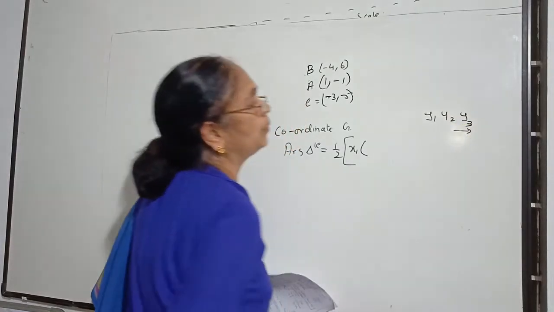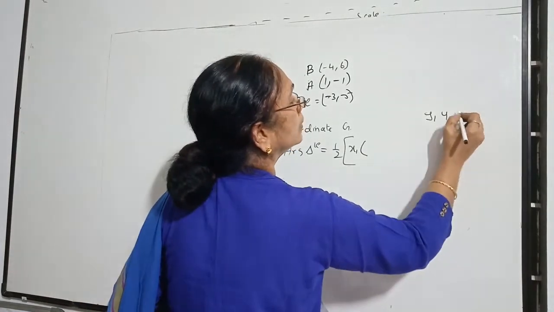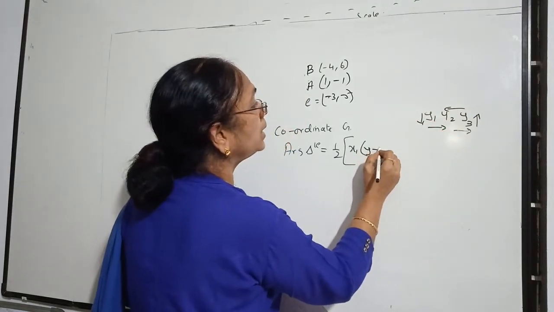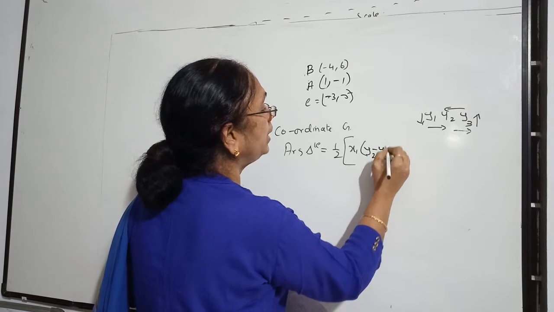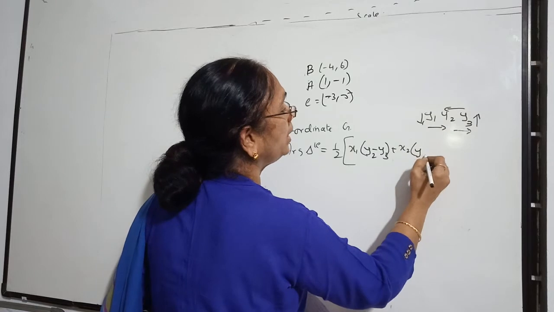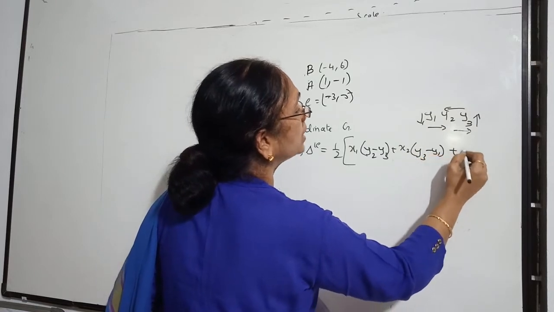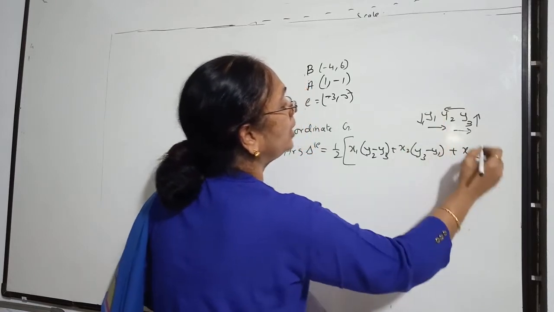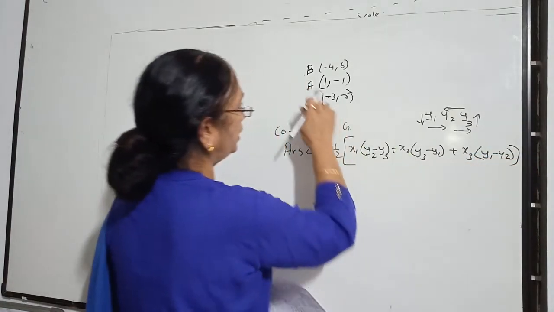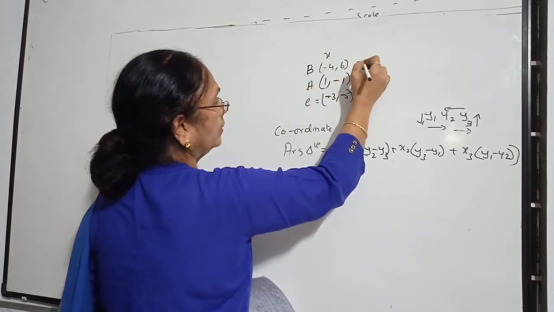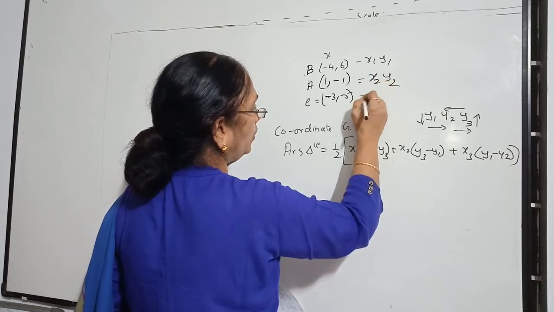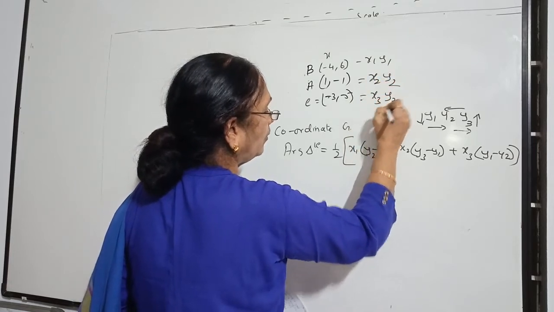I have told you to start from here. The cycle goes like this. So here y2 minus y3, x2 into, now y3 minus y1, plus x3 into y1 minus y2. Now from where you are getting all these values? Here it is given. This is x1, y1, x2, y2, x3, y3.